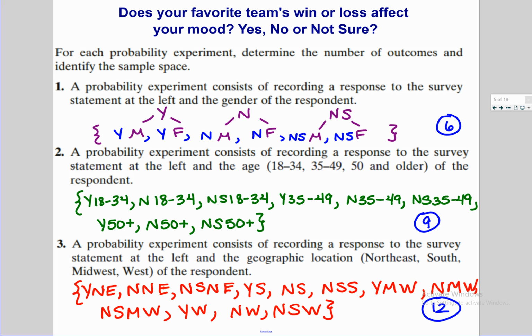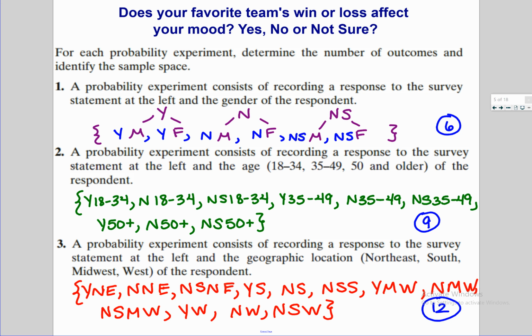So I'm hoping you notice that these are all multiples of 3, because the first question had 3 possible answers to it, yes, no, and not sure. And then from there, the first question had 2 additional responses, so 3 times 2 gives us 6. Or the middle question had 3 additional responses, 3 times 3 gives me 9. And the last question had 4 additional responses, 3 times 4 gives you 12.